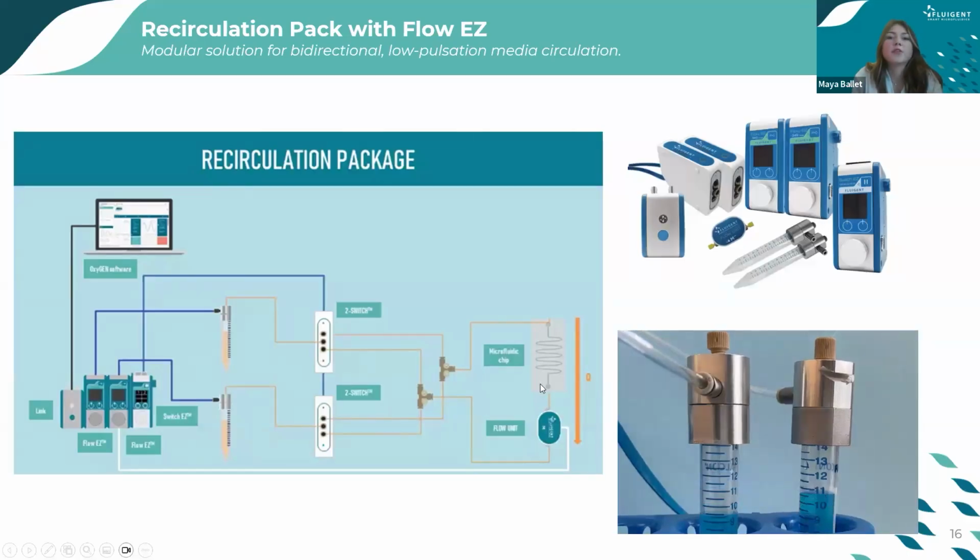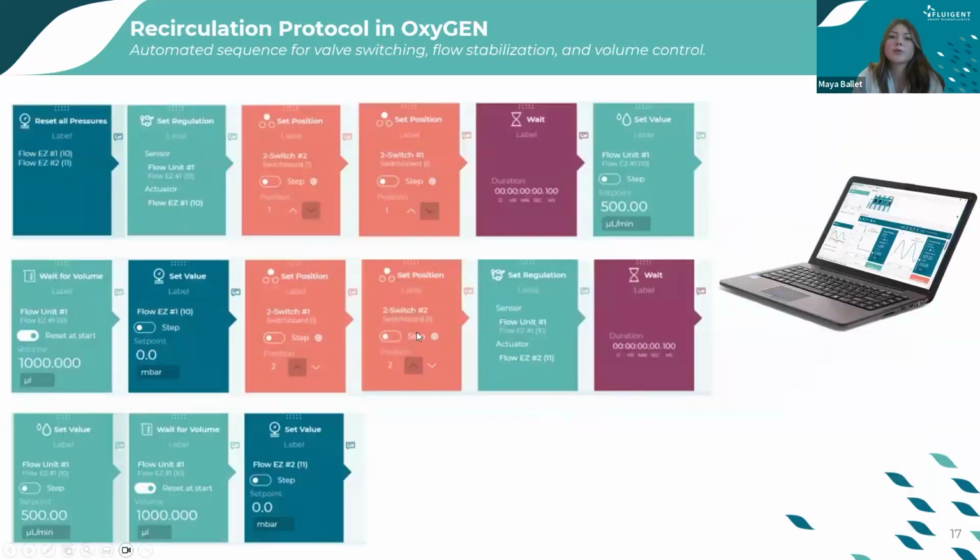To automate this type of experiment with the setup that I just showed you, we can use the OxyGEN software, which is Fluigent's control software. Here you can see an example of a protocol made with the setup I just described. The goal is to run a recirculation at a very stable flow rate of 500 microliters per minute. You only have to enter the desired flow rate in OxyGEN, and the pressure will automatically adjust to reach and maintain that flow rate.